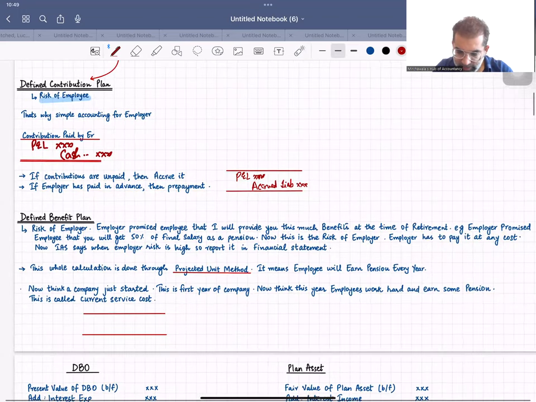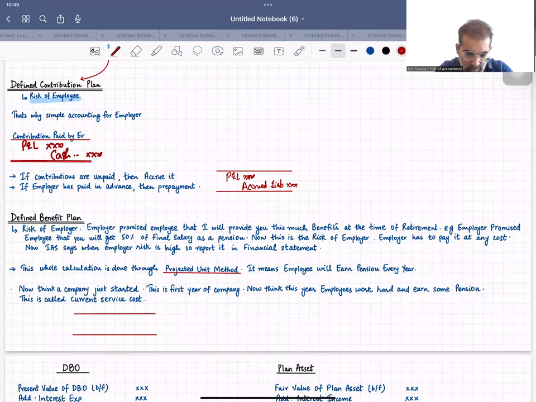The second is the defined benefit plan. What is this? This is the technical area. It will consume many hours, I'm telling you. Defined benefit plan. Now, before we move on, I'm going to tell you a story.